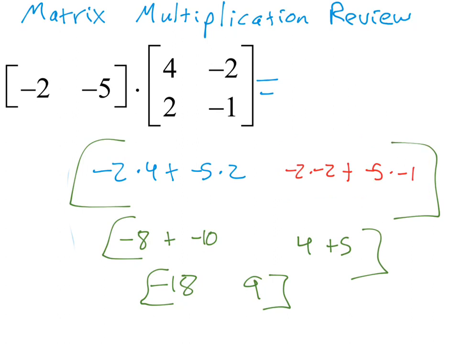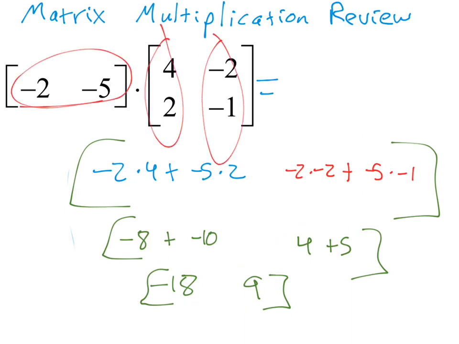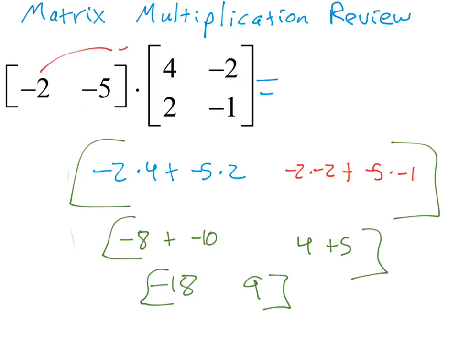So you multiply the things together, you get -8 and -10. Multiply those parts together, you'll get 4 and 5. Add them together, you'll get -18 and 9. So remember, rows of the first times the columns of the second one. And it's almost like you turn this on its side, and then you're multiplying those things together. Kind of like that, but anyway.